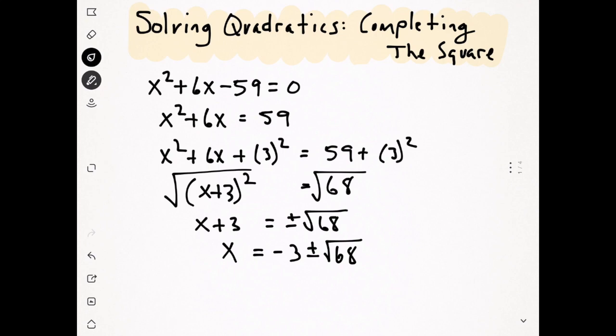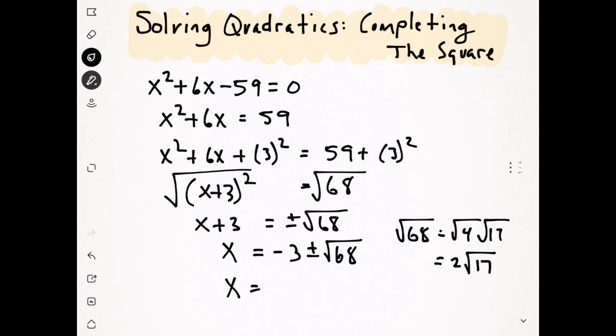And then the one thing that we always want to do if we end up with an answer that looks like this is we want to simplify any radicals that can be simplified. And the square root of 68 is equal to the square root of 4 times the square root of 17, which ends up equal to 2 times the square root of 17. So we can replace the square root of 68 with 2 times the square root of 17. So our solution ends up being negative 3 plus or minus 2 times the square root of 17.